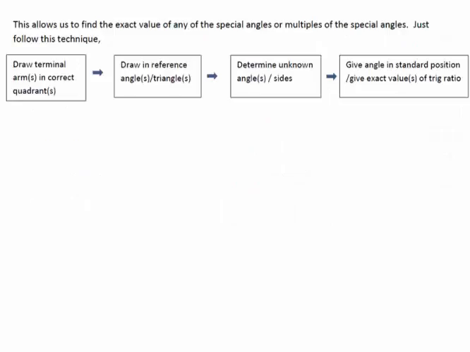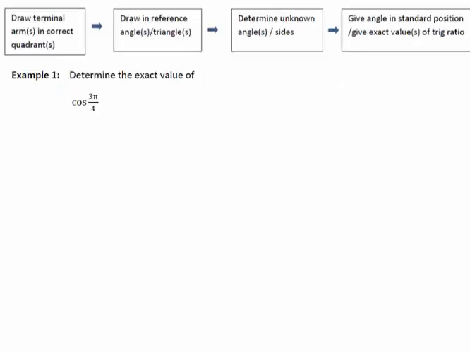This special triangle and exact value allows us to find the special angles as well as multiples of those angles. We just have to follow this technique. We're first going to draw in the correct terminal arm, then sketch in the reference triangle or the angles if we have them, determine the unknown sides, and then find the angle in standard position or give the exact value, depending on the question. So let's apply it to a situation.